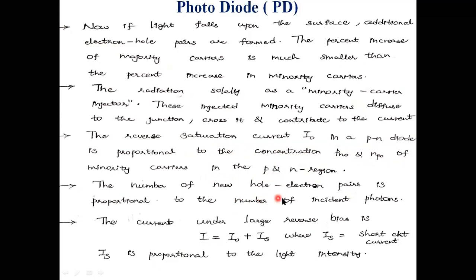The number of new electron hole pairs is proportional to the number of incident photons. Whatever electron hole pairs are generated is proportional to the energy applied here.